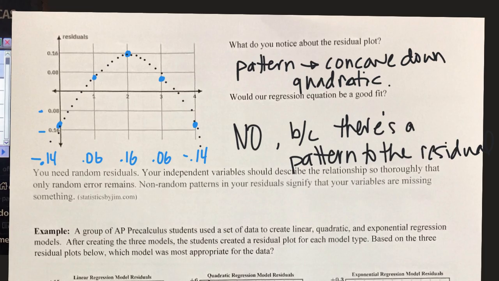So here is the takeaway. You need random residuals. Your independent variables should describe the relationship so thoroughly that only random errors remain, not a pattern of errors. Non-random patterns in your residuals signify that your variables are missing something. It means that your equation isn't a very good equation to use to predict something in the future if your residuals give you a pattern.